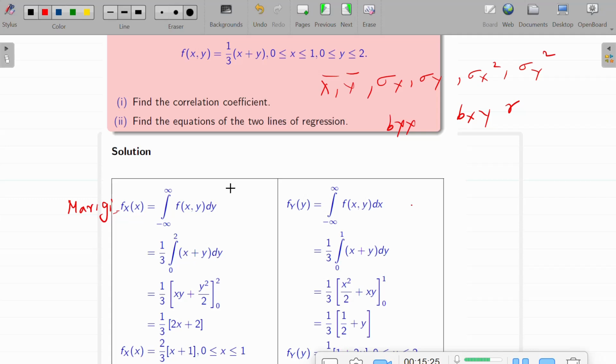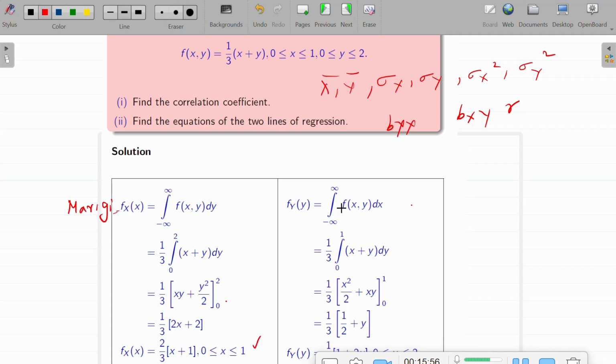Just go for the integration limit, because this is with respect to y, it is 0 to 2. So 1 by 3 integral from 0 to 2 of (x plus y) dy. Integrating with respect to y, you will get xy plus y square by 2, and the limit varies from 0 to 2. Substitute the limits and you will get the marginal distribution of x as 1 by 3 (2x plus 2). We simplify it and finally get this.